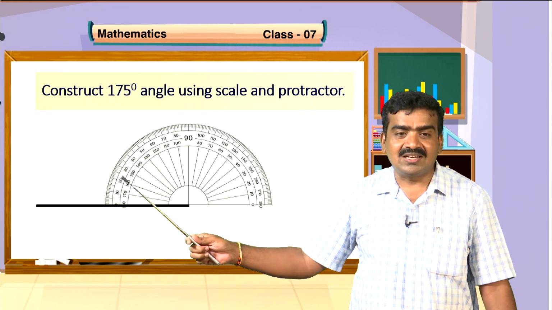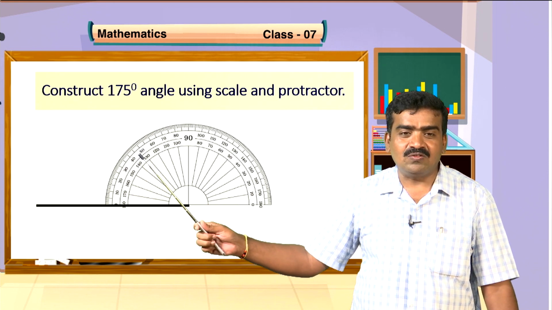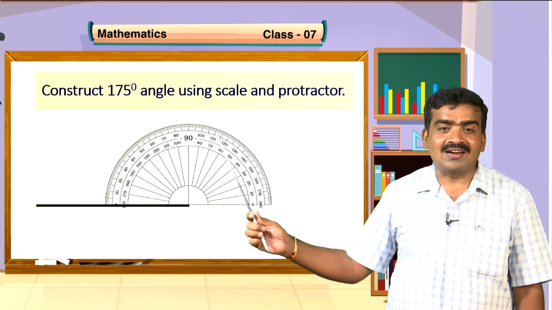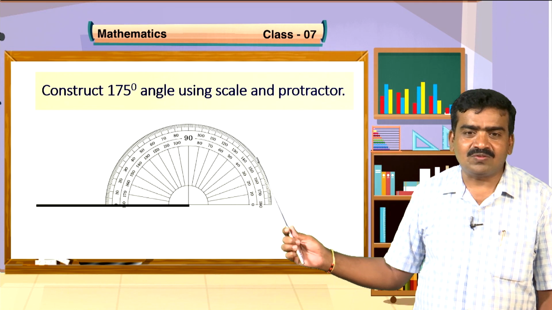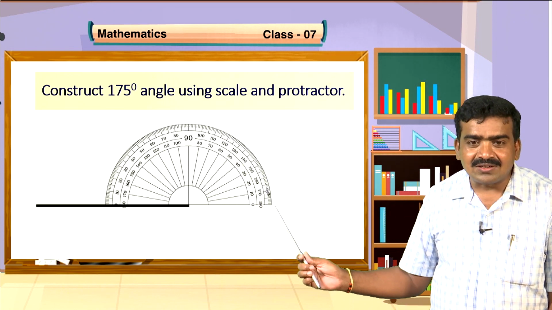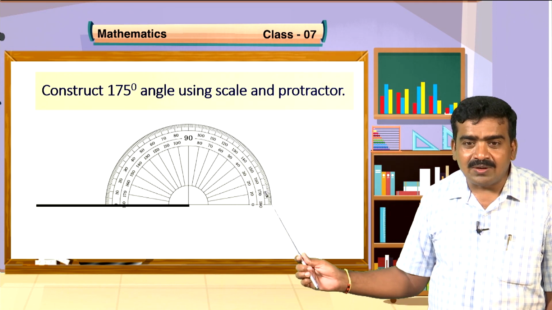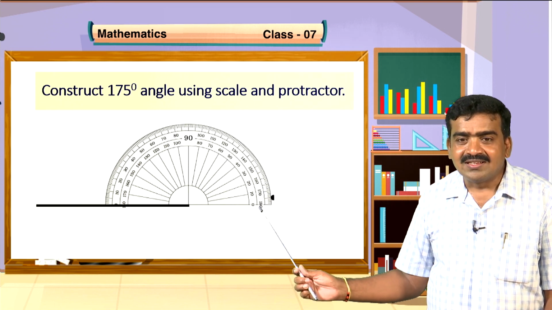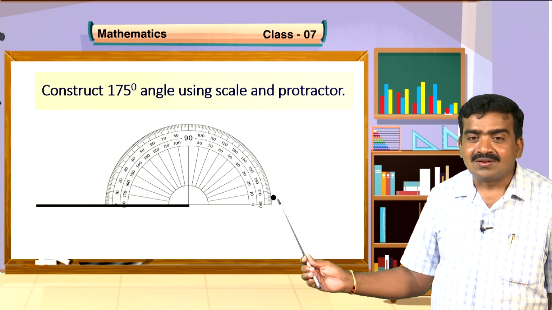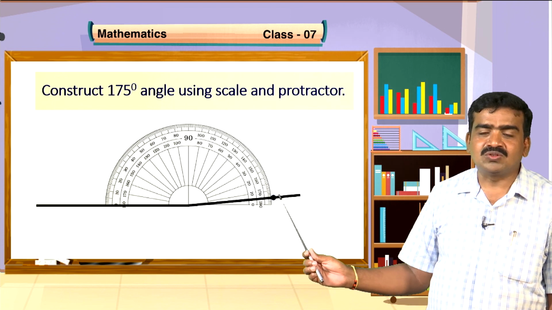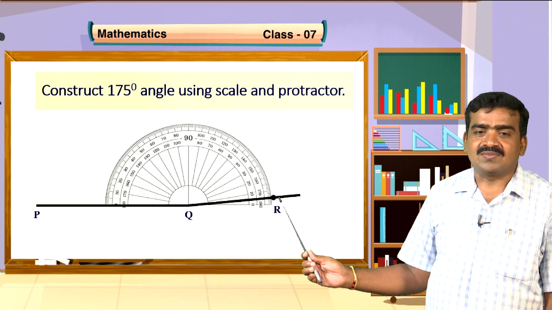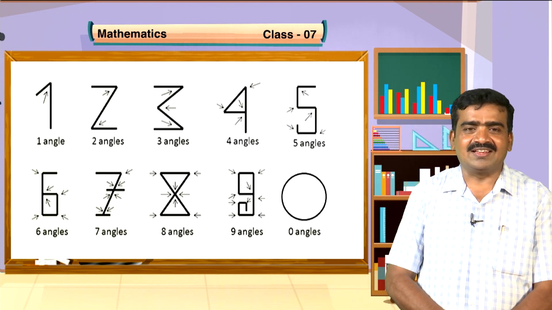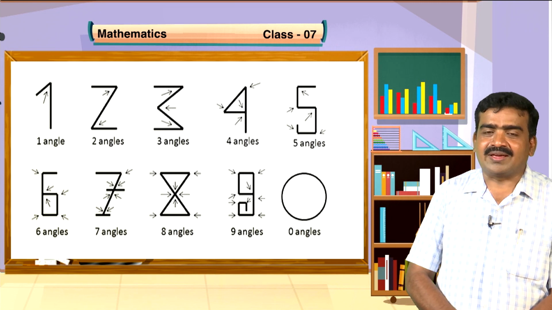Therefore, here it is 10, 20, 30, 40, 50, 60, 70, 80, 90. Very good. 100, 110, 120, 130, 140, 150, 160 and here it is 170. 175 should lie between 170 and 180. So, therefore, here you will get 175 degree. Now, you should join that line. Then you will get PQR is equal to 175 degree. This is how we can construct the angle.